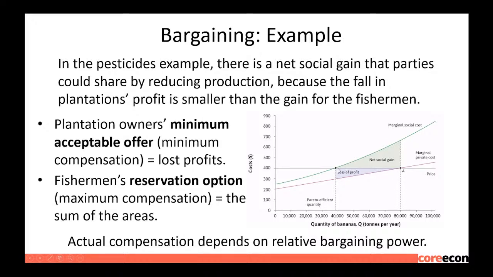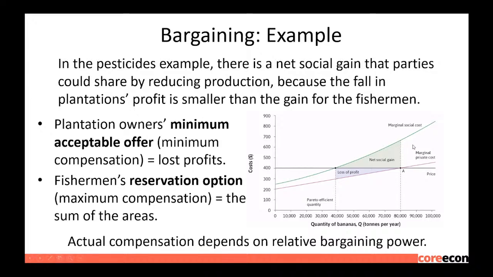If you move from point A to this point, you see as a plantation owner fixing the price or cost, since they're setting it a price equal to the marginal cost. That means moving yourself to this smaller quantity, and that means losing this amount of money. From the fisherman's point of view, we have to look at the reservation option. That is the maximum compensation that they're willing to pay to the owners. And that, of course, is the area under the green line, which is the net social gain, so that the extra profit that the fishermen make by having a reduced production.